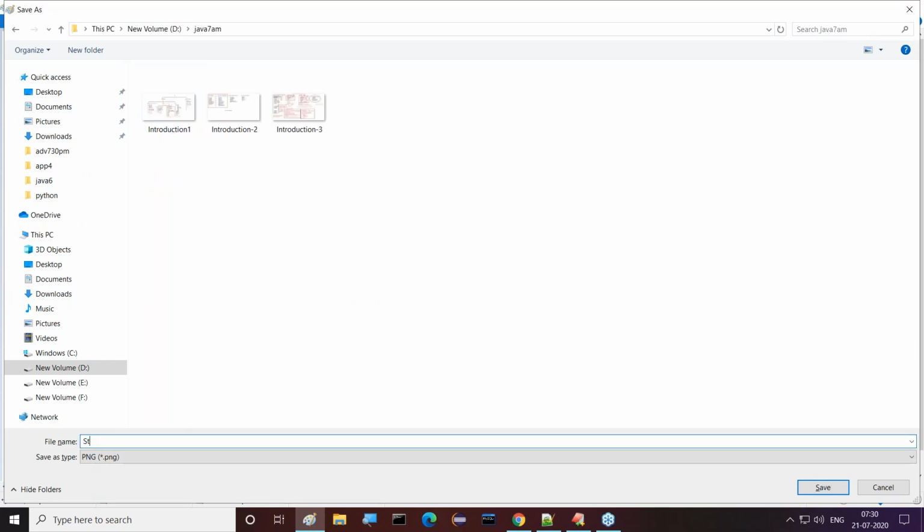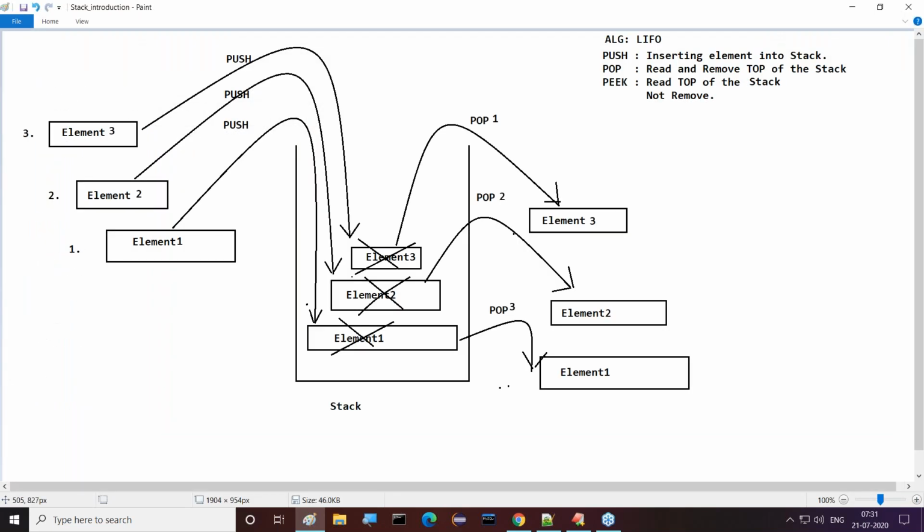Right. Now this is the stack introduction. Guys, I will share all these documents to you. Just wait 1 or 2 days of time. I will share that one. Peek will read only top of the element only. Peek will not read the remaining elements. If I want to know the top of the element, that's why we have to go for peek operation. That's clear. Good.